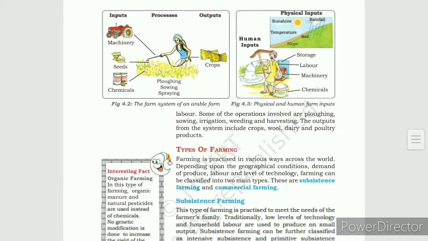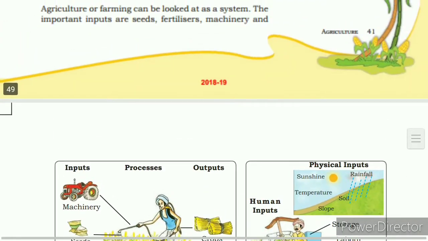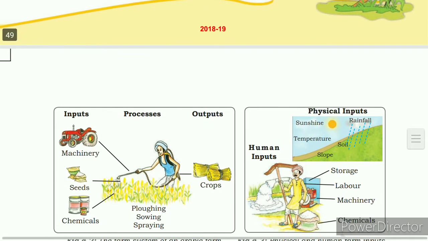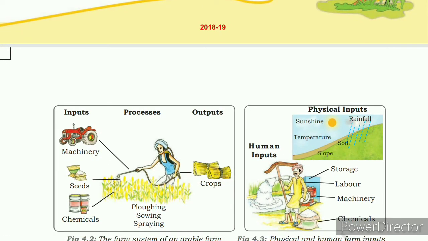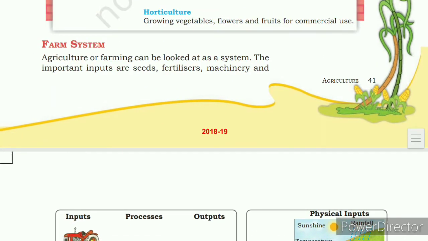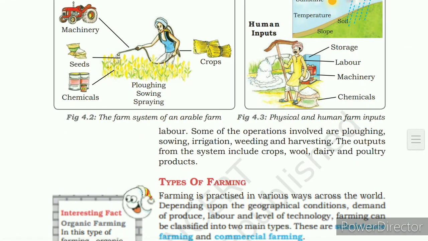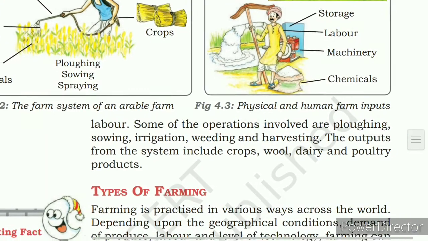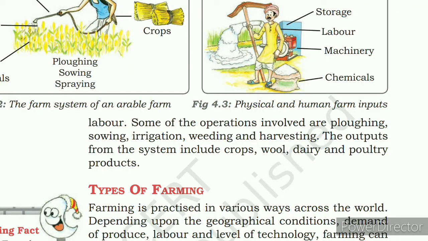These are the four important factors for one, which is what? Input. Process, output, seed, chemicals, plowing, sowing, all the crops. So this is very easy for understanding. It is nothing that much rocket science. You are seeing all of this in your surroundings, so it is very easy to understand. What do we need? We need seeds, fertilizers, machinery, and another important thing is labor. Some of the operations involved are plowing, sowing, irrigation, weeding, and harvesting.